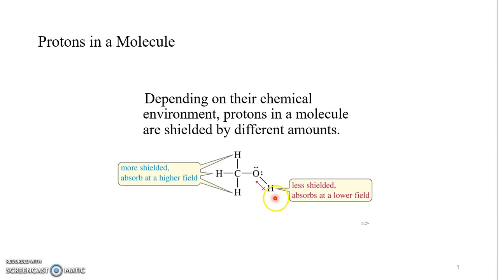Or less shielded. So in the case of a less shielded proton, the electron density around hydrogen is attracted towards the oxygen. Now the electron density is around this oxygen, so this proton is free to feel the external field. That means this hydrogen atom, which is attached to an electronegative atom, is said to be de-shielded, and it requires only a very small amount of external field in order to get the NMR signal, or in order to resonate.